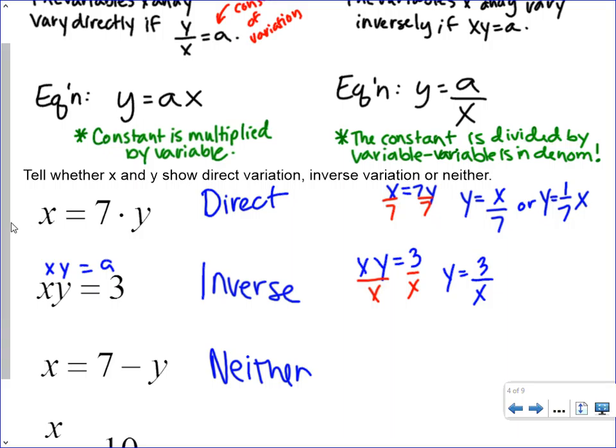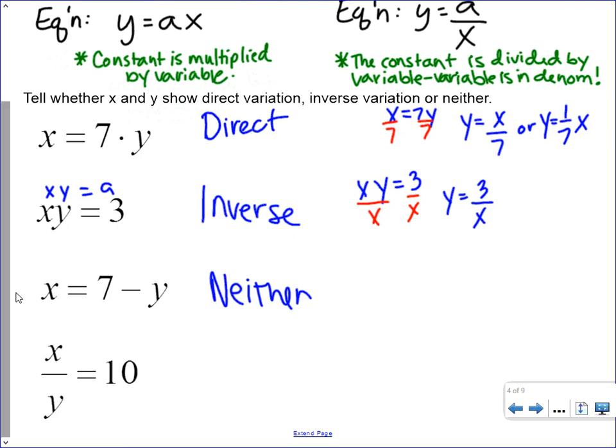Y over x equals 10. Is that direct, inverse, or neither? Take a minute just to think about it on your own. And then share with the people around you, shoulder buddies or small groups. Have a quick chat. Do you think that's direct, inverse, or neither? And try to justify why you think yours is what you say it is. Okay, go ahead and do that now.